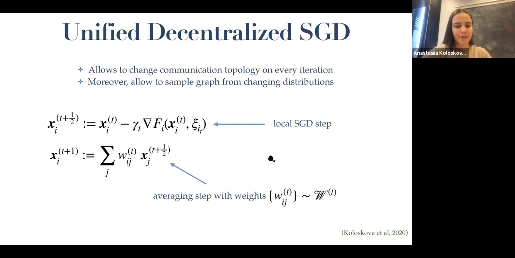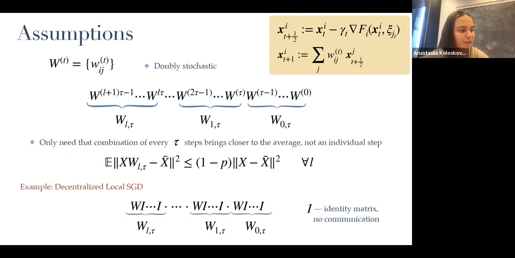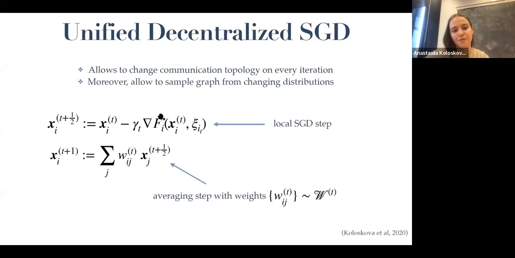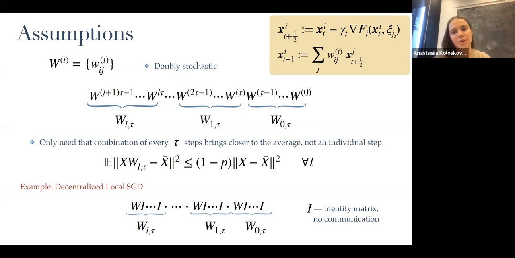Okay, and so now, if we want to use this framework, to achieve convergence, we need to have some assumptions on these weights W. We change because, as you saw, if it's a disconnected graph, you don't obtain the average, so you cannot hope to converge. So some assumptions are needed.